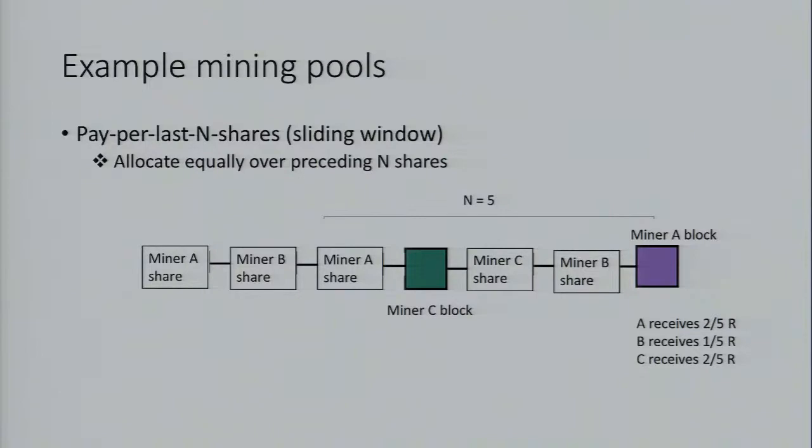Another way you could allocate rewards is through the sliding window mechanism, where you distribute the reward over the preceding n shares that have been submitted before this block, even if it crosses over a previous block. So here in this example, miner A's share would win like a 1/n fraction of the reward from miner C's block, but it will also win a 1/n fraction of the reward when he himself mines a block 4 blocks down.